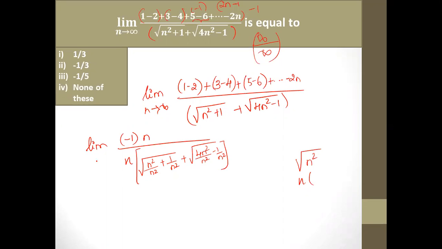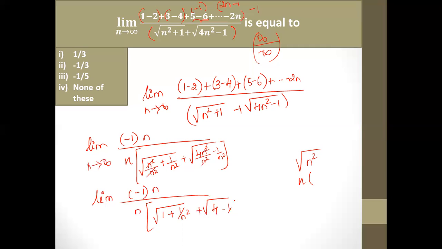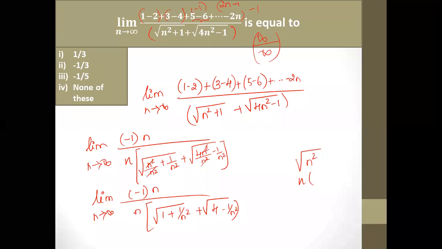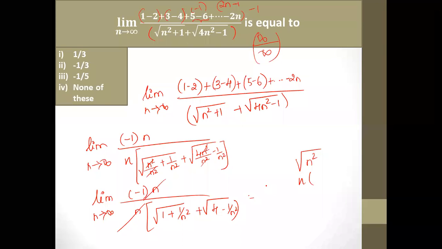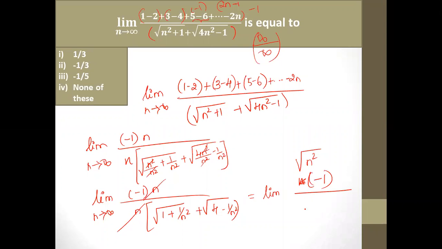As n tends to infinity, that gives me limit of minus 1 to the power n divided by n, into n square cancels. So it is 1 plus 1 by n square plus square root of, again n square cancels, 4 minus 1 by n square, as n tends to infinity. Why are we doing all this circus? Just to avoid the infinity by infinity form. So you can see n cancels. We will be remaining with limit of minus 1 divided by square root of 1 plus 1 by n square plus square root of 4 minus 1 by n square.